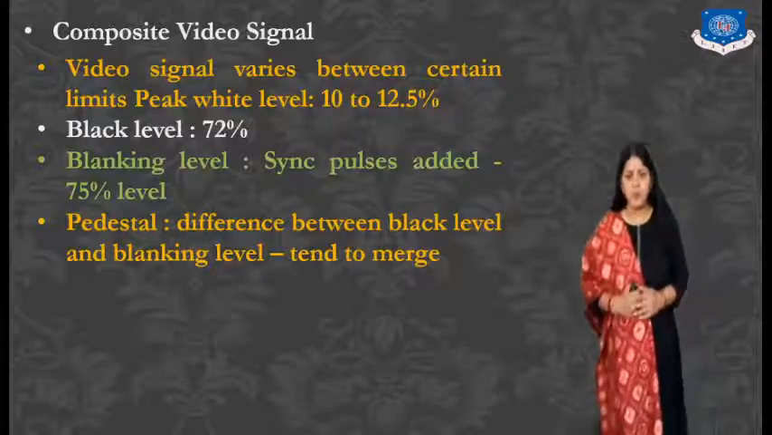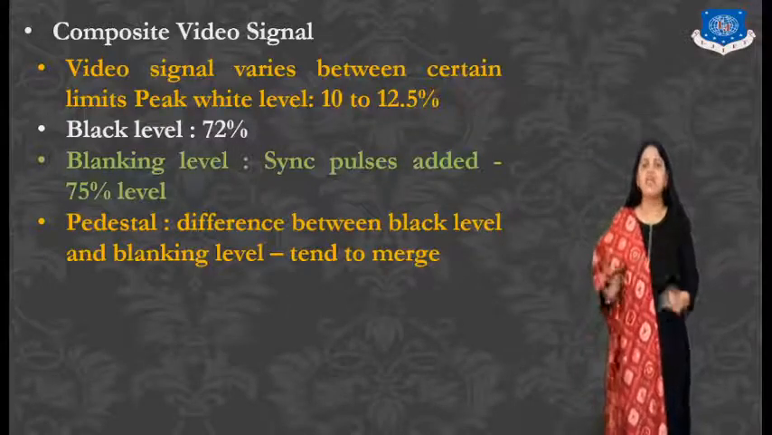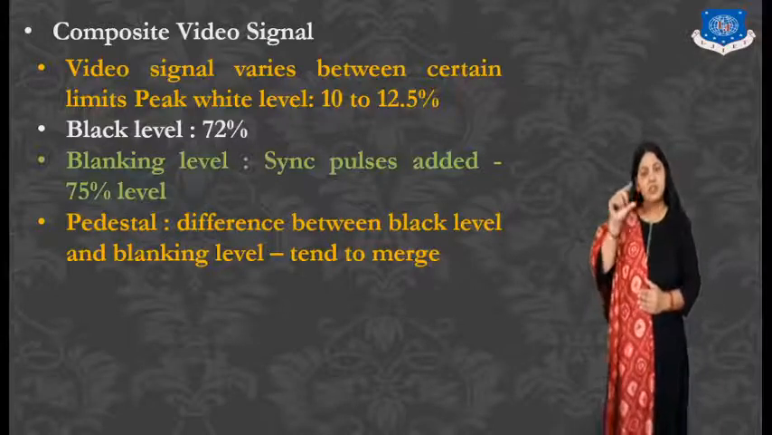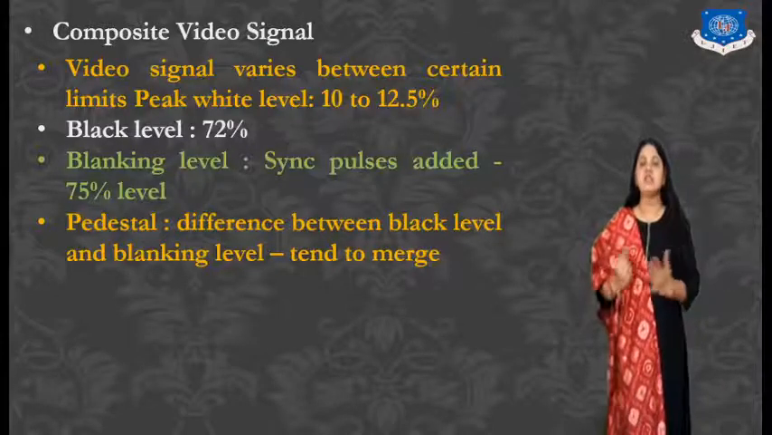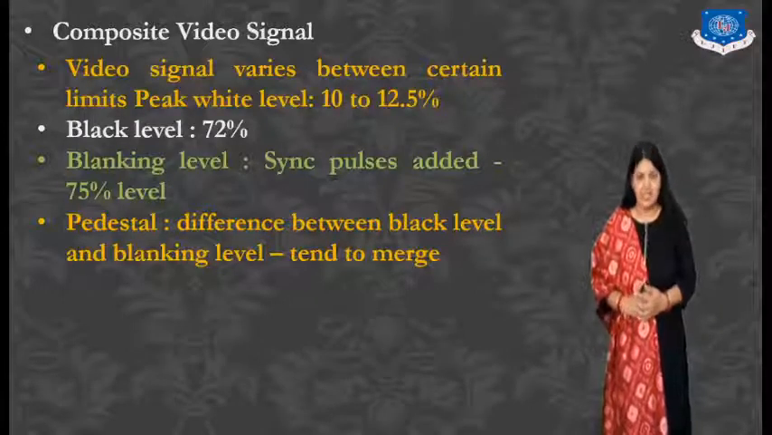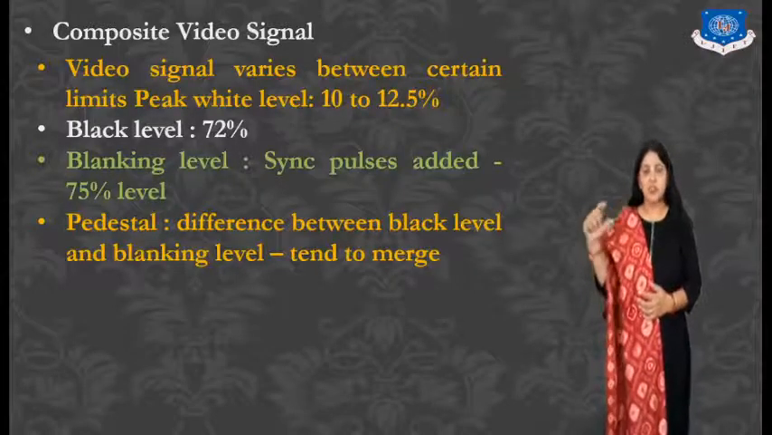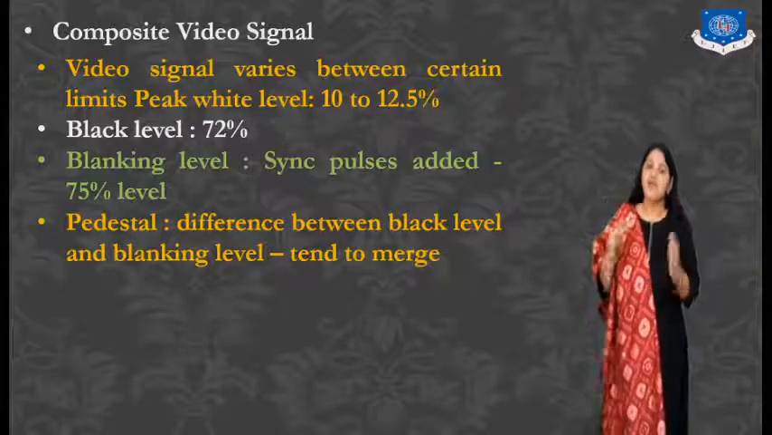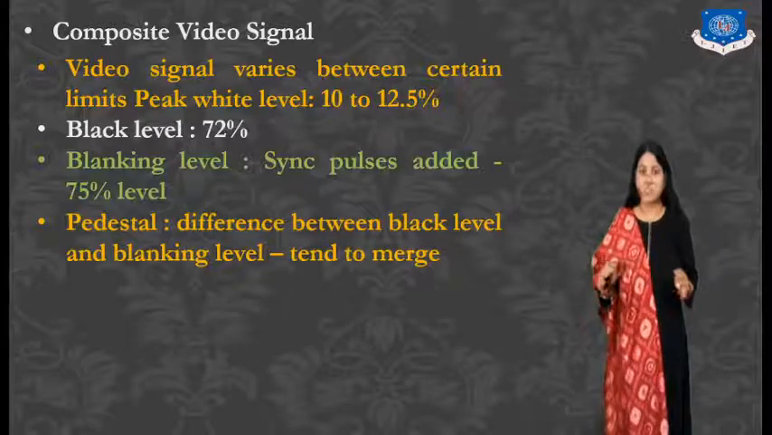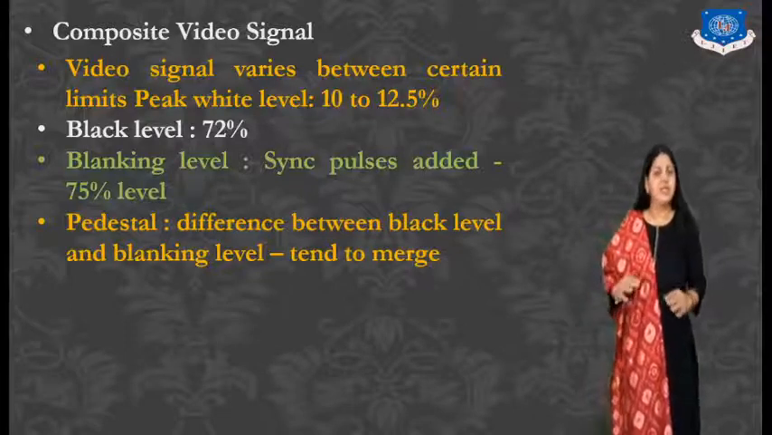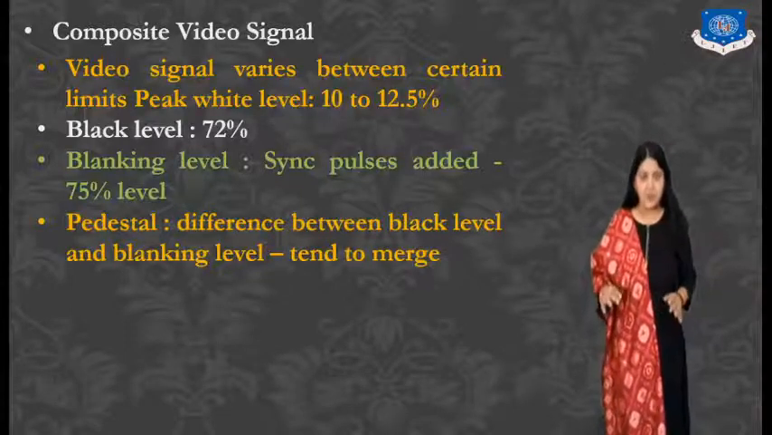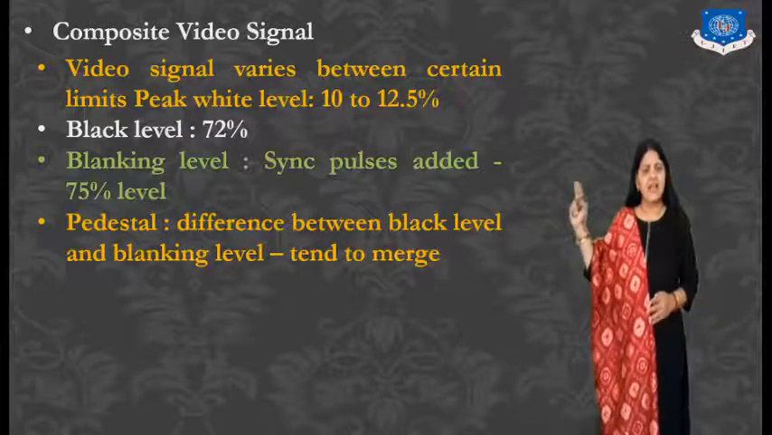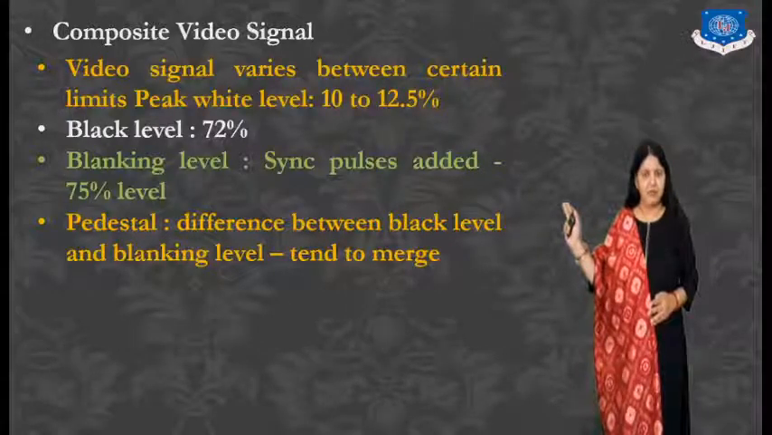Above 72%, above 75%, everything becomes black. So if you are transmitting information in that particular slot, it again becomes black. That is why, in that particular duration, if we add the sync pulses, they may not be visible and will not affect any information. So that is why the sync pulses are added at the 75% blanking level.